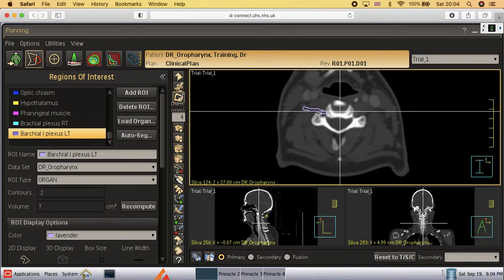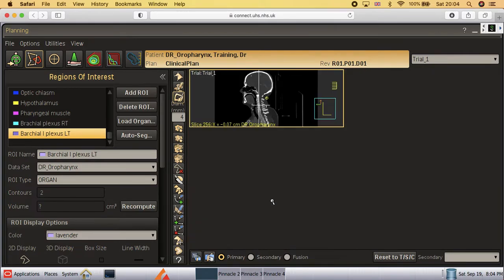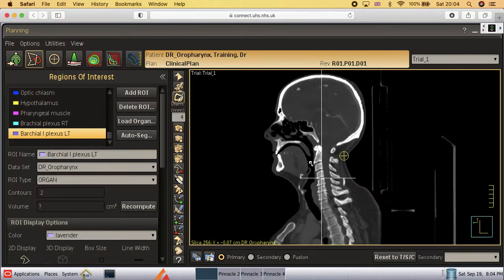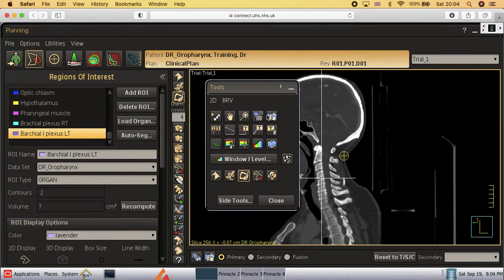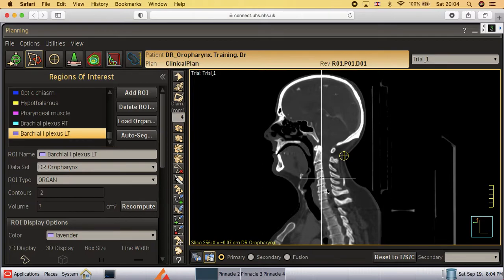Let's say we're talking about the left, sorry. So let's do it on the other side. Let's put a mark somewhere here. Don't worry about it now. And then go down to T1, T2. So this is the second important point. The brachial plexus, we will draw it between C4, C5 and T1, T2.